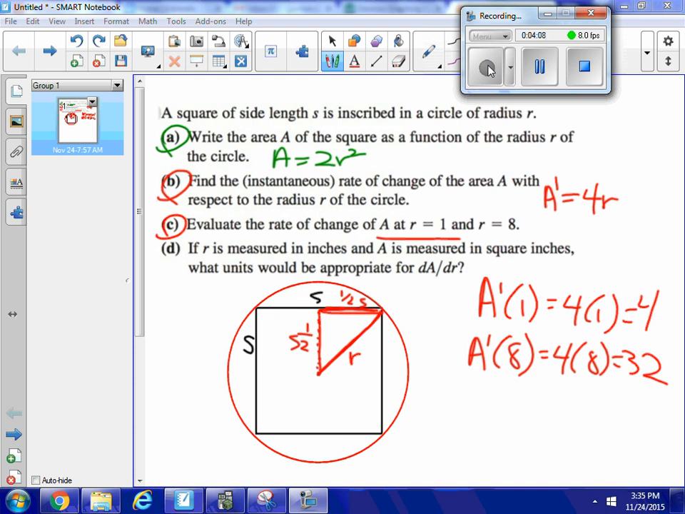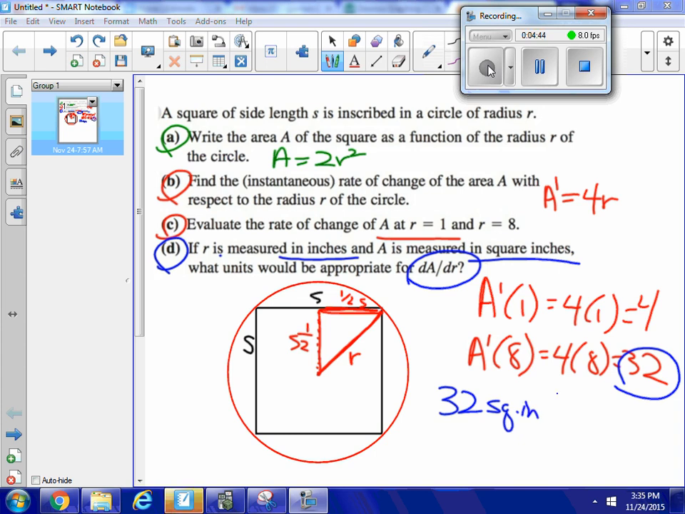Now the last part here is dealing with units. And units are important in calculus because a lot of times we're measuring things that are real. We want to know what the units are. So my radius is in inches, and my area is in square inches. What units are appropriate for the derivative, that is the rate of change of the area with respect to the radius? Well, for example, the area is changing by 32 square inches per every inch of the radius. So the units would be square inches per inch.